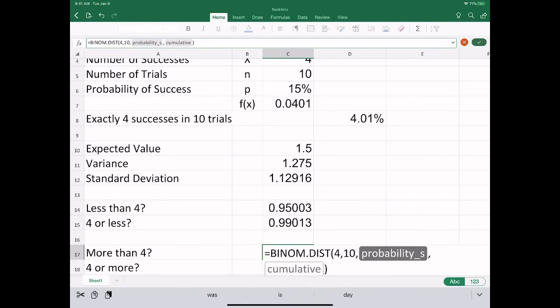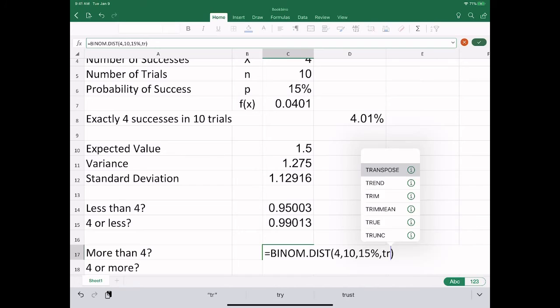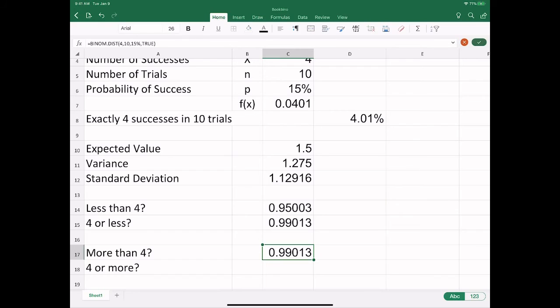Probability of success is still 15%. I'm going to enter this. We're going to say true. And I hit the green check, and I get a number that's wrong. The number is for 4 or less. That's what I just calculated.